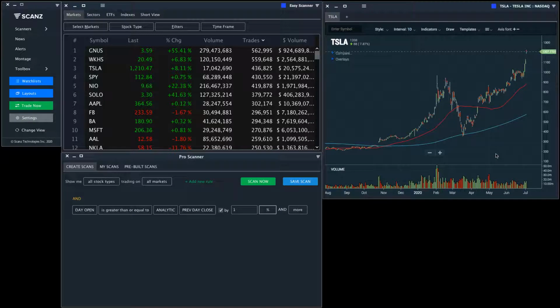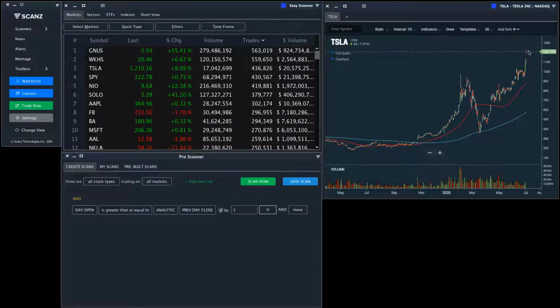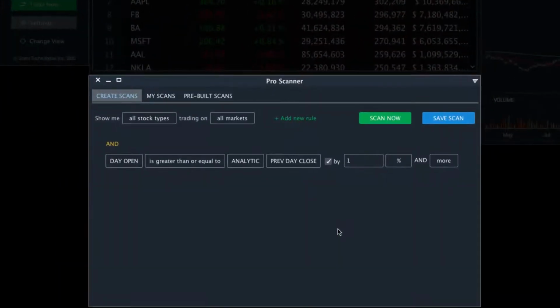For example, a stock may have gapped up after following a downtrend for months, but the Tesla stock chart is pretty strong. We can see that not only did the stock gap up, it also set new highs. We can add a rule to only find stocks that are setting new highs. I'll click Add New Rule.